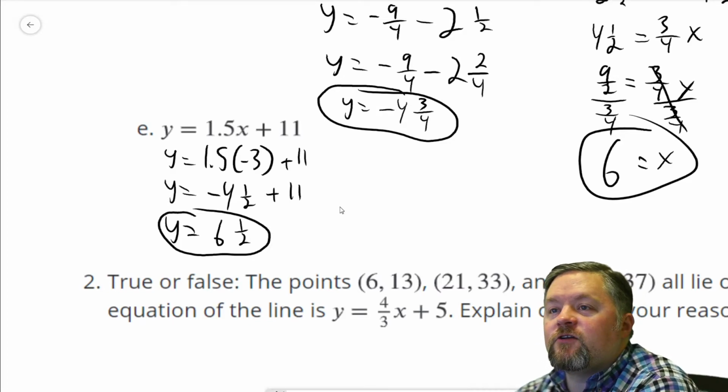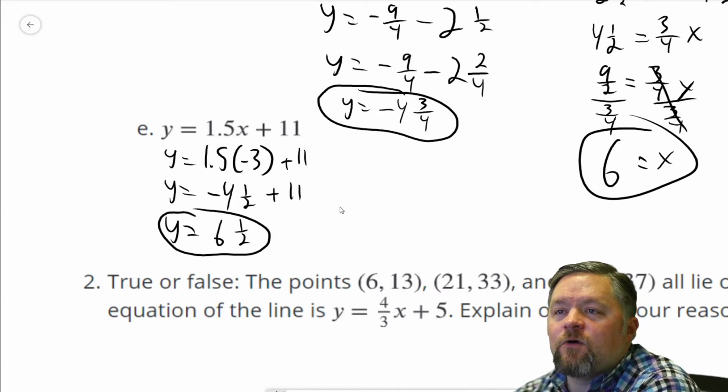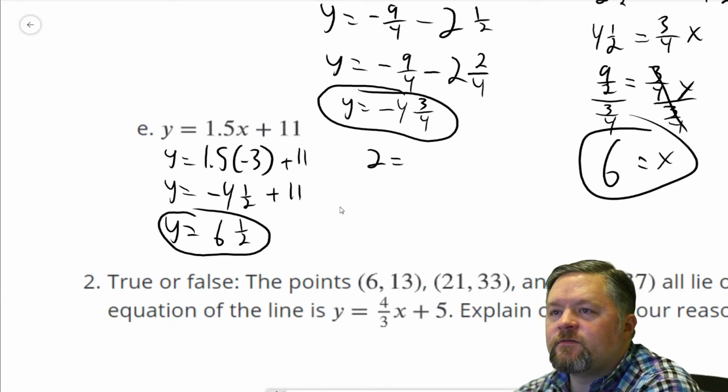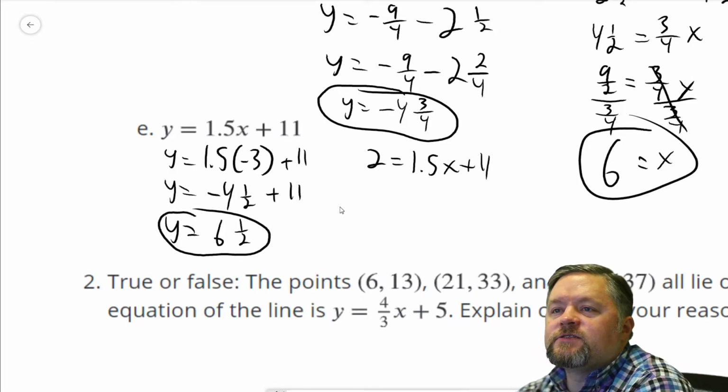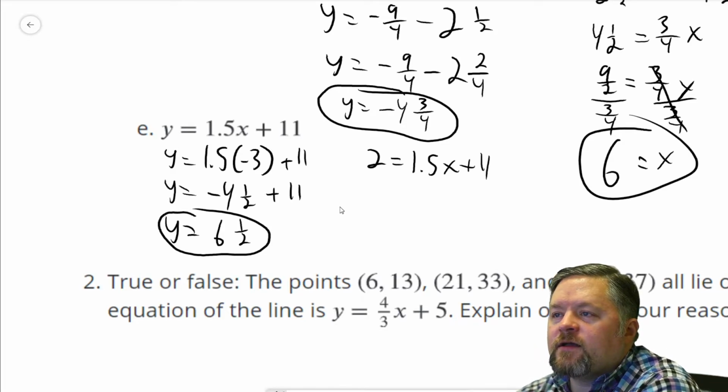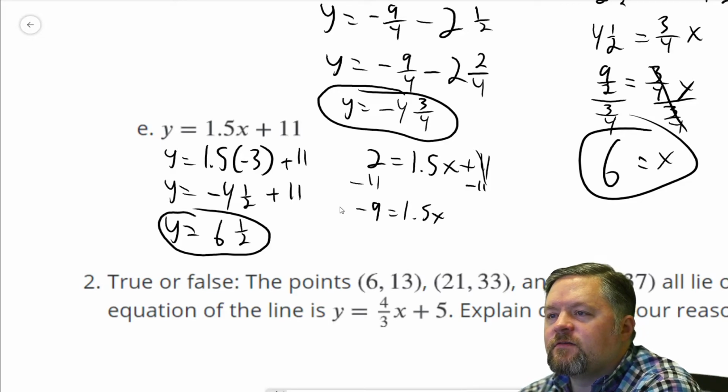Now we want to figure out x when y equals 2. So 2 equals... we substituted in the 2 for y. What do we have to do? First, we've got to get rid of 11 from each side. Subtract 11 from one side. Those cancel. 2 subtract 11 is negative 9 equals 1.5x.